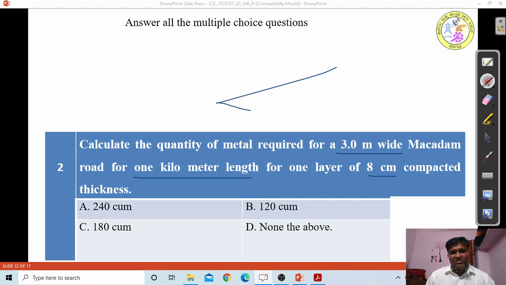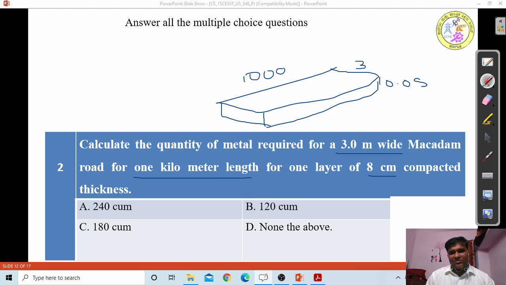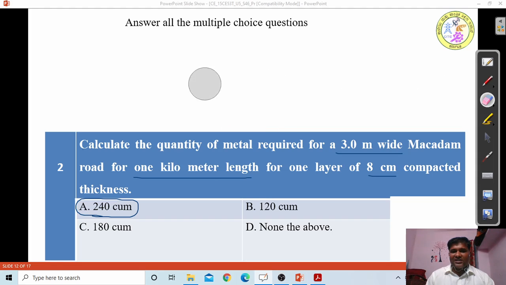So this is a road, where the length is 1000 meters, the width is 3 meters and the depth is 0.08. So I am going to get 240 cubic meters as the right answer. 8 into 3, 24, multiplied by 1000, 240 cubic meters of material is required.